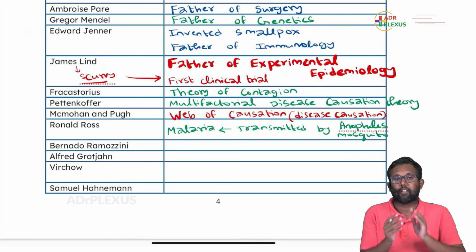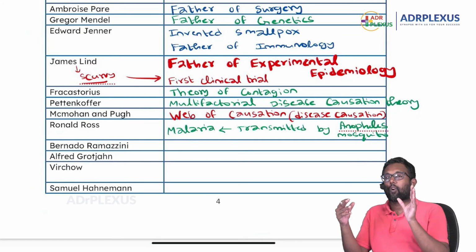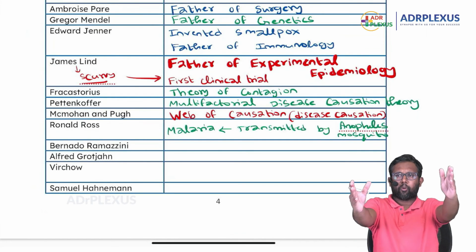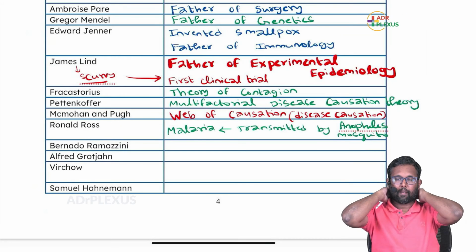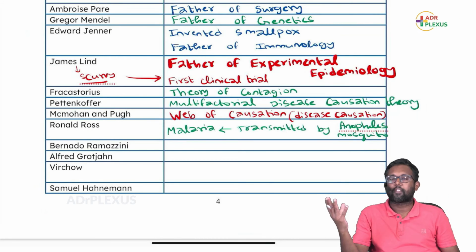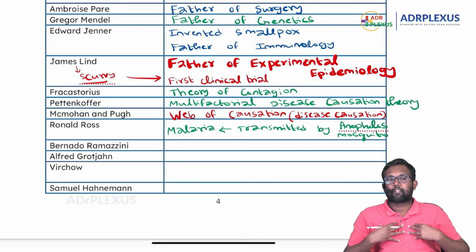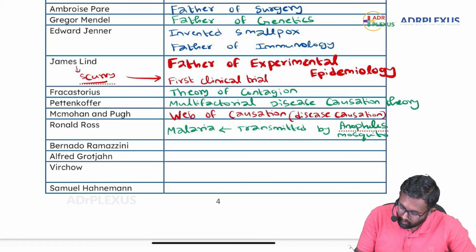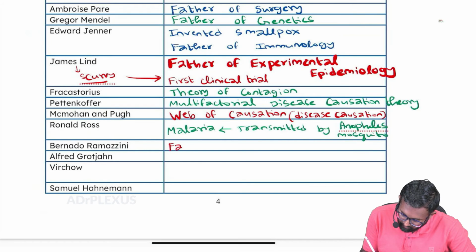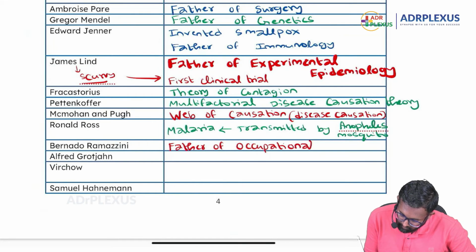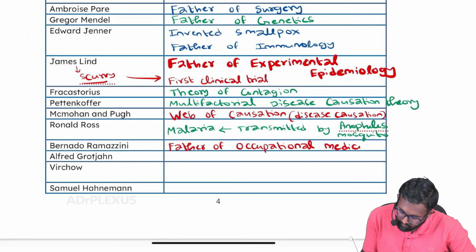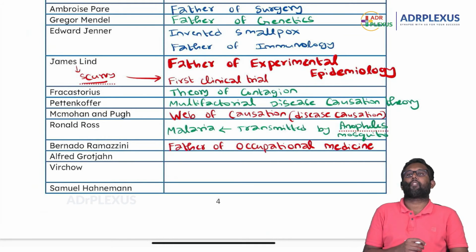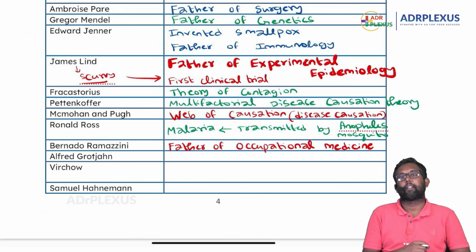Next, Bernardo Ramazzini. So what he told us, if you are sitting and watching the computer for some time, you will get neck pain. If you are working in an industry, you will get respiratory disease. So Bernardo Ramazzini is called the father of occupational medicine.